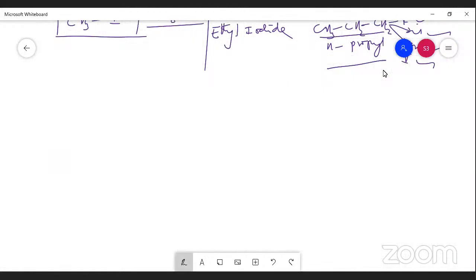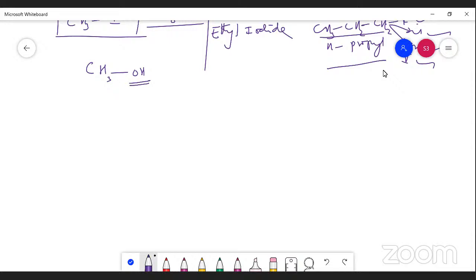How do we prepare all these compounds? Preparations. First of all, as I have told you very clearly, the starting material for the preparation of halides is alcohols. For example, CH3OH. If an OH is present in an organic alkyl group, these are called alcohols.